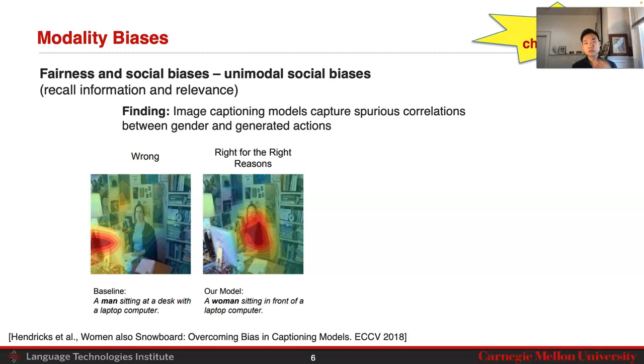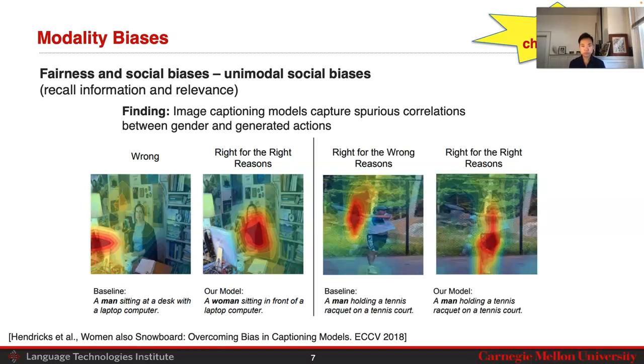And you would like our models to actually be right for the right reasons, right? When it's generating a woman sitting in front of a computer, it actually looks at a woman. So there are many of these biases that have been found, and there have been certain approaches to tackling them, but still it's by no means comprehensive, and this question is by no means solved.